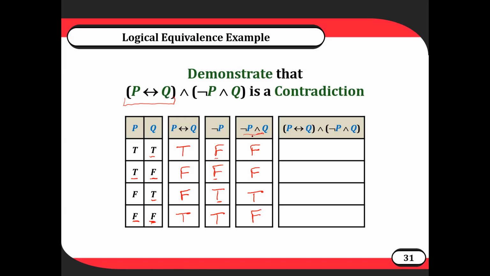So now we want to combine this expression and this expression using our logical AND. They both must be true, but here we have at least one false. Here we have both false, so this is false. Here we have P if and only if Q is false, and here we have not P and Q is false. So we've shown that P if and only if Q and not P and Q is a contradiction. No matter what values we supply for P and Q, this expression will always give us a value of false.